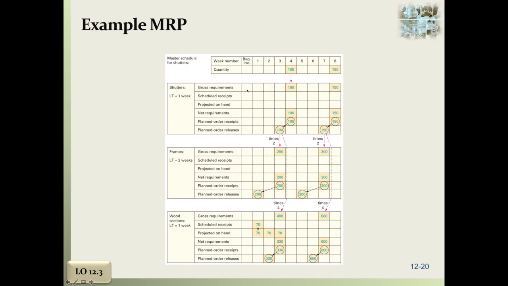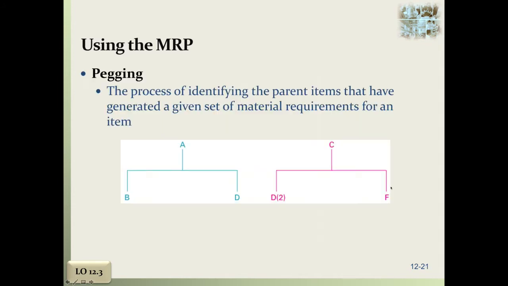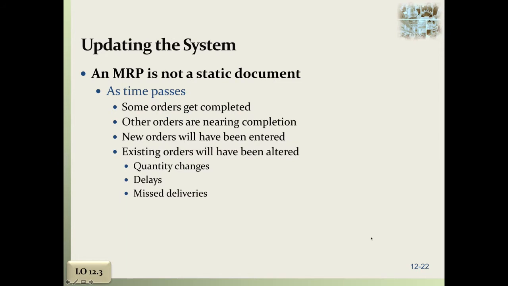This is simple because there's only 2 levels. When you get to 3 levels, you have to keep following it down. So the process of identifying the parent items that have generated a given set of material requirements are usually denoted by letters or kind of that flow.